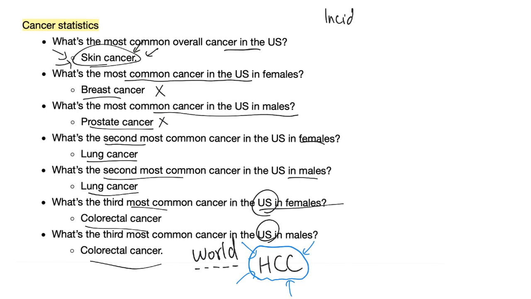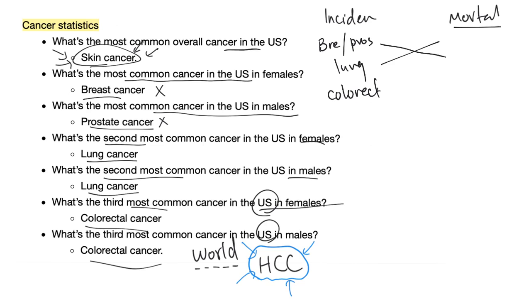So in the United States, here is the deal. Here is the incidence, and here is the mortality. Number 1 is breast/prostate. Number 2 is going to be lung. Number 3 is going to be colorectal. All right? Mortality, you switch 1 and 2. The most common cause of cancer-related death in the United States is lung. Second most common is breast/prostate. Breast in female, prostate in male. Colorectal is always number 3, if we're talking in the United States.